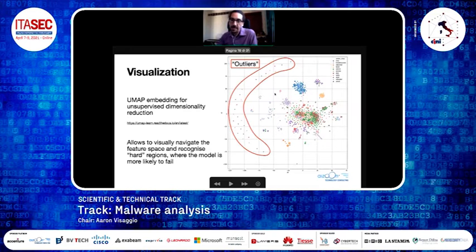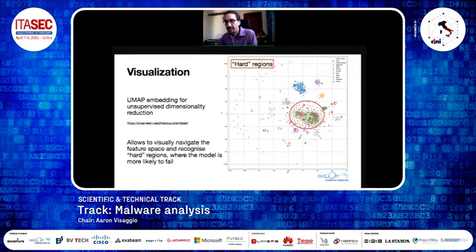There are some outliers, where the feature vectors that we used might not be enough to capture the characteristics and the functionality of this kind of samples, while there are some hard regions where the classes are not so well separated and the model is most likely to fail. So if an analyst sees that the sample going through the pipeline falls in one of these hard regions, it is an indication that that specific sample should require further investigation.